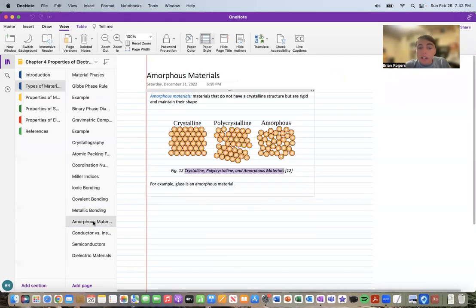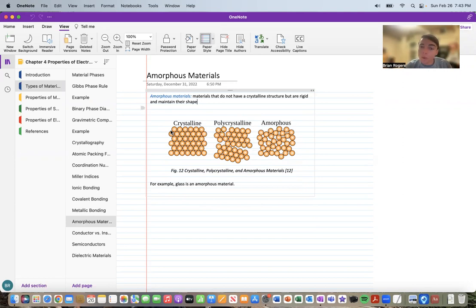Okay. Now we're going to look at amorphous materials. So there's 3 types to materials you can classify them as: crystalline, polycrystalline, and amorphous. And so what we're going to notice is crystalline. Think of it as perfect structure. Everything's like crystal.